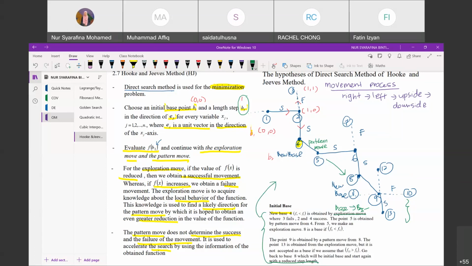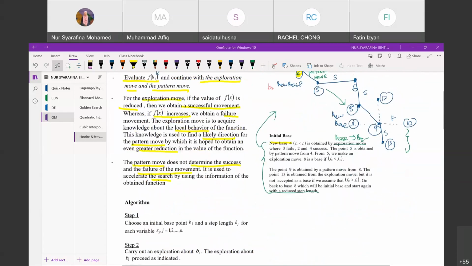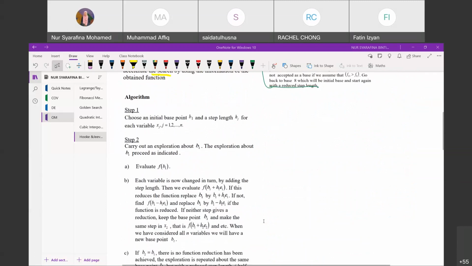Any question? Everything's good? Okay, so let's try to understand this algorithm by using the example. We do it all together.